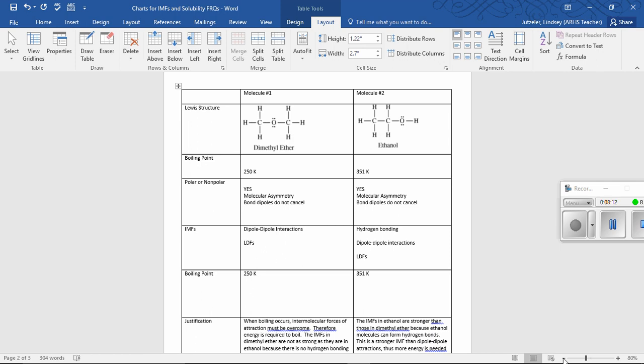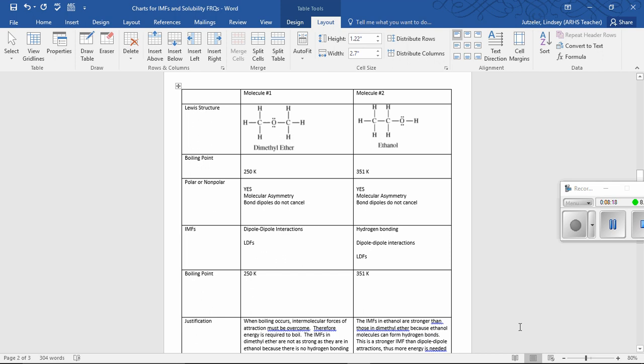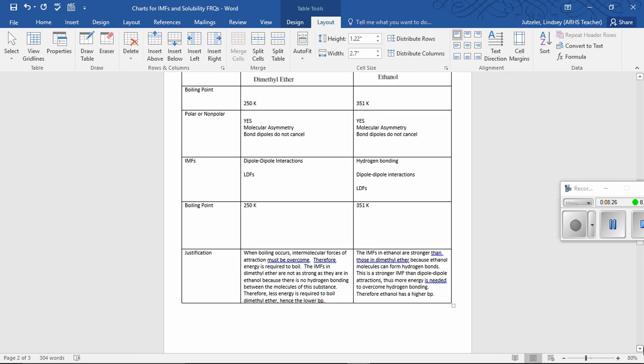So they both have dipole attractive forces. They both have LDFs, but ethanol can hydrogen bond to other ethanol molecules, and dimethyl ether cannot. And there's the difference. So I need to explain that in my justification. So there you go. I'm going to post this one as well.